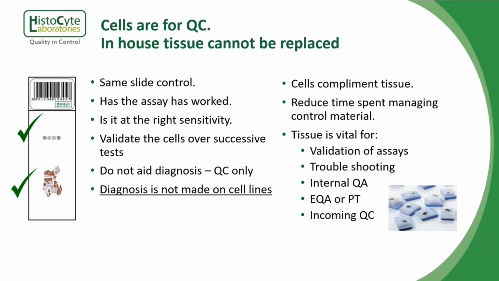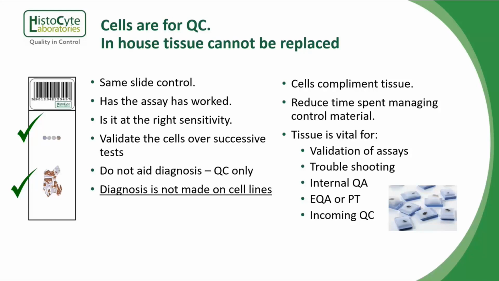So with regards to tissue, they're complemented by cells, but you still need tissue for validating assays. I have had customers want to use their cell lines to validate assays. You can use it as a control in the validation of an assay, but you can't use it to validate the assay. Tissue is vital. These are clinical assays, so they need to be validated on clinical samples. You can use the tissue for troubleshooting through your internal quality assurance. I think most EQA groups that review samples want to see tissue, or tissue as well as cells if you use those routinely. But also it's part of the incoming QC.